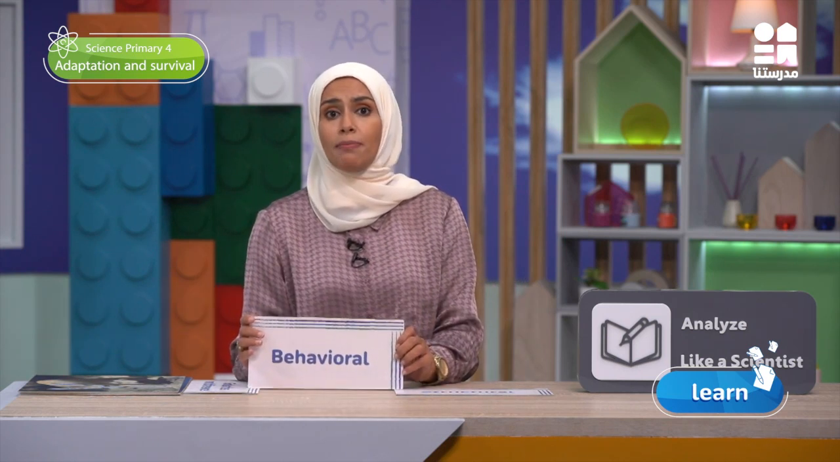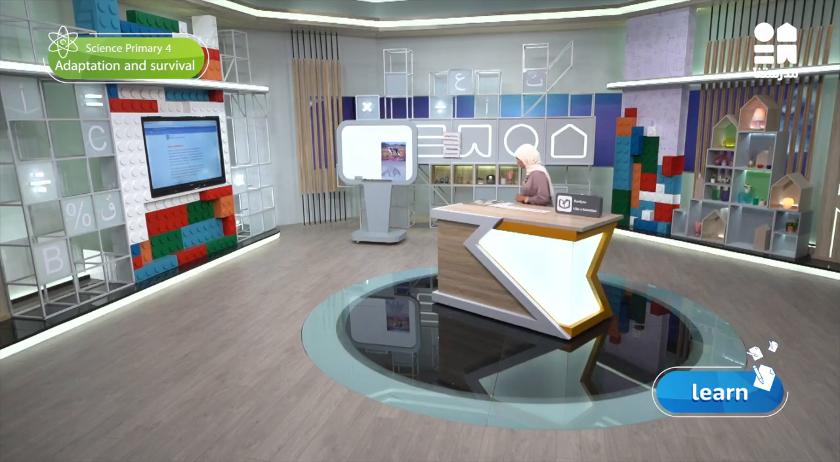Let's discover more about the two types of adaptation and watch a video to collect evidence of the structural and behavioral adaptation of two types of foxes, the Arctic fox and the Fennec fox. But now, be ready with your notebooks and pen to write down the notes as we watch the video. Let's watch it.